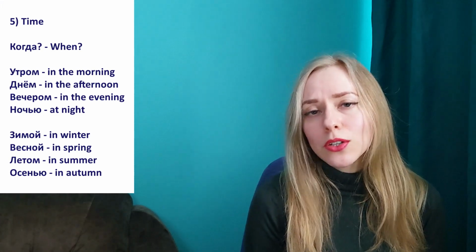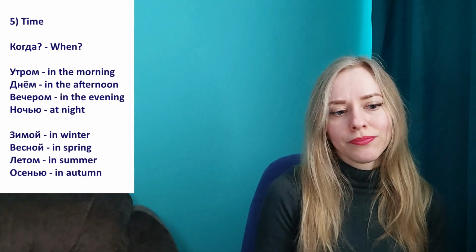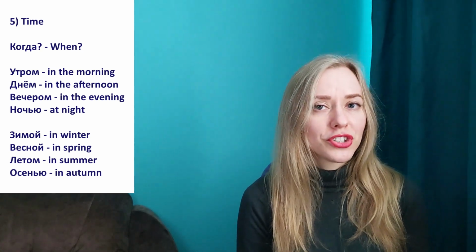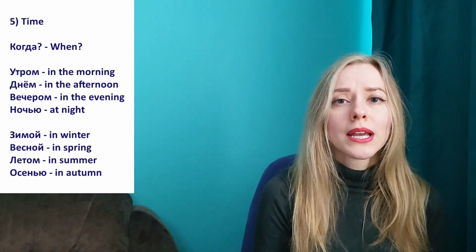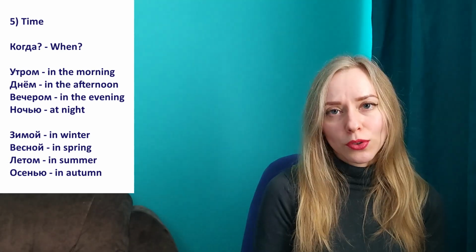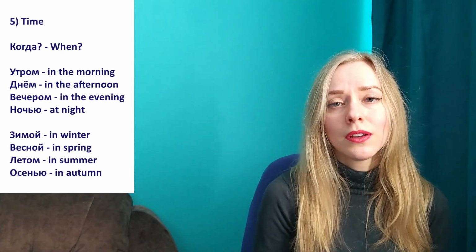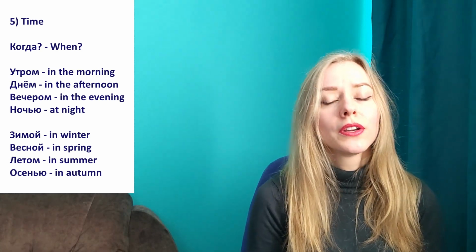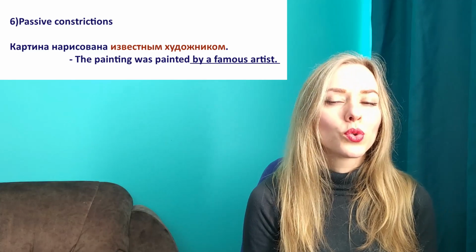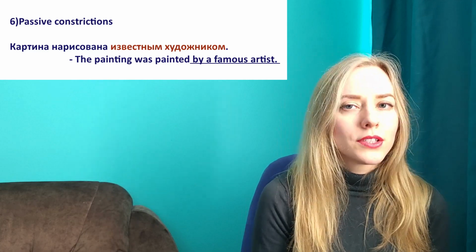The instrumental case also answers the question когда. Утром, днем, вечером, ночью. These words maybe you just memorize, but it also connects to the instrumental case. Or зимой, весной, летом, осенью. We use the instrumental case also with the passive constructions. For example, картина нарисована известным художником. Известным художником, adjective and noun, is the instrumental case. We will look at more about the passive constructions in future.